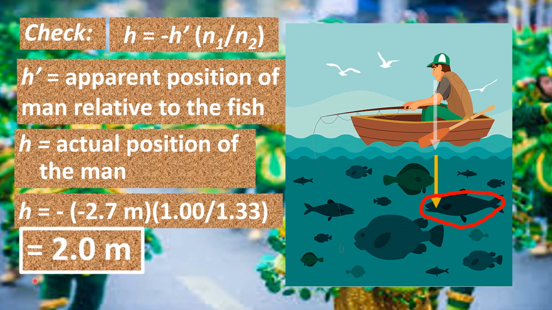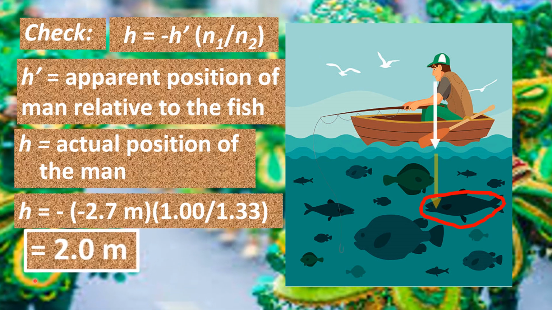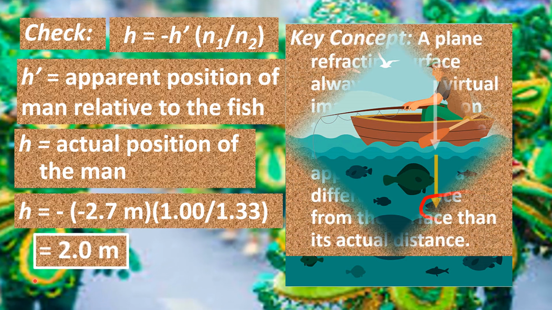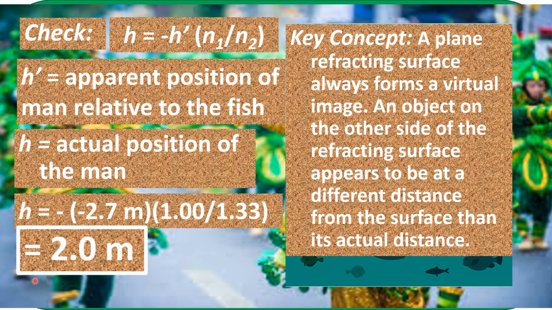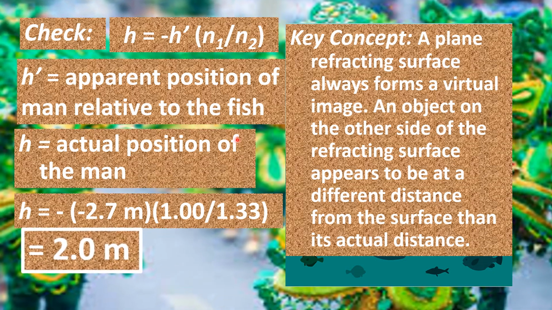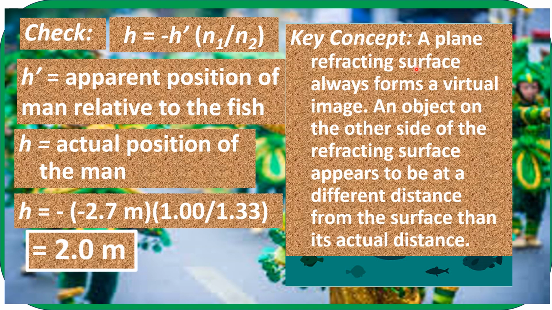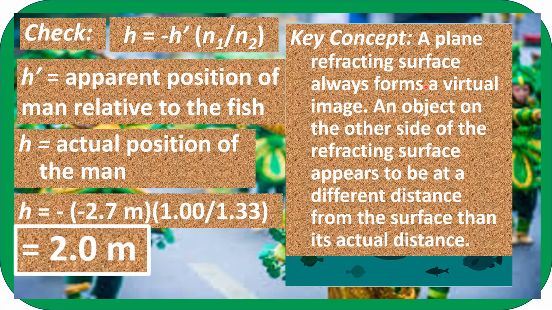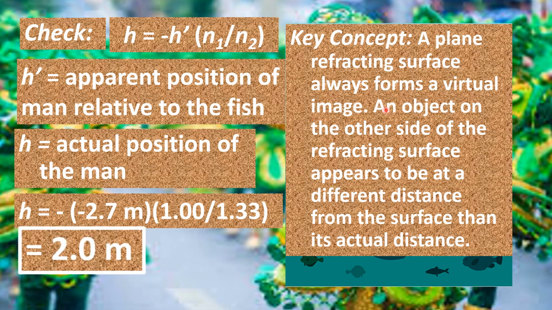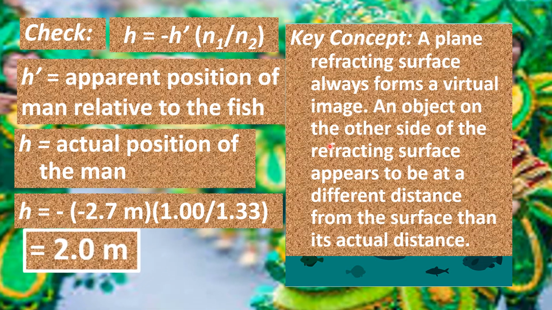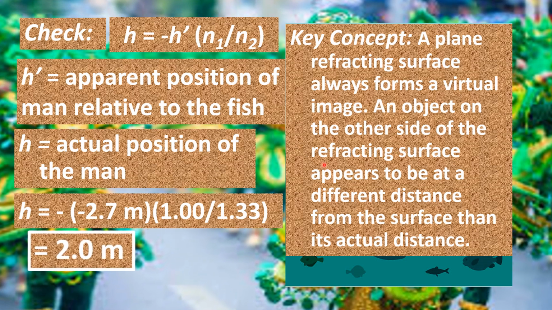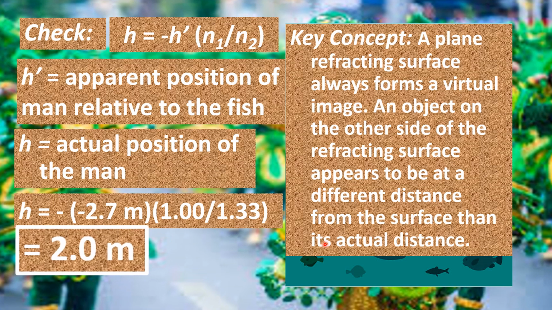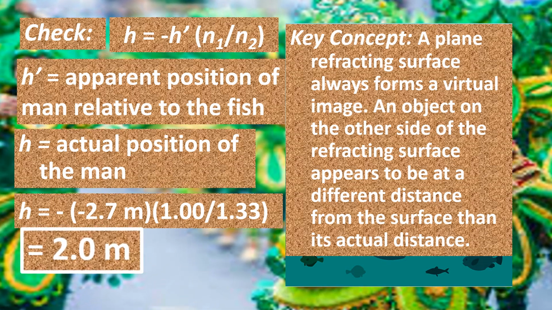So before we end, let's emphasize here the key concept that we applied in this problem. We say that a plane refracting surface always forms a virtual image. An object on the other side of the refracting surface appears to be at a different distance from the surface than its actual distance.